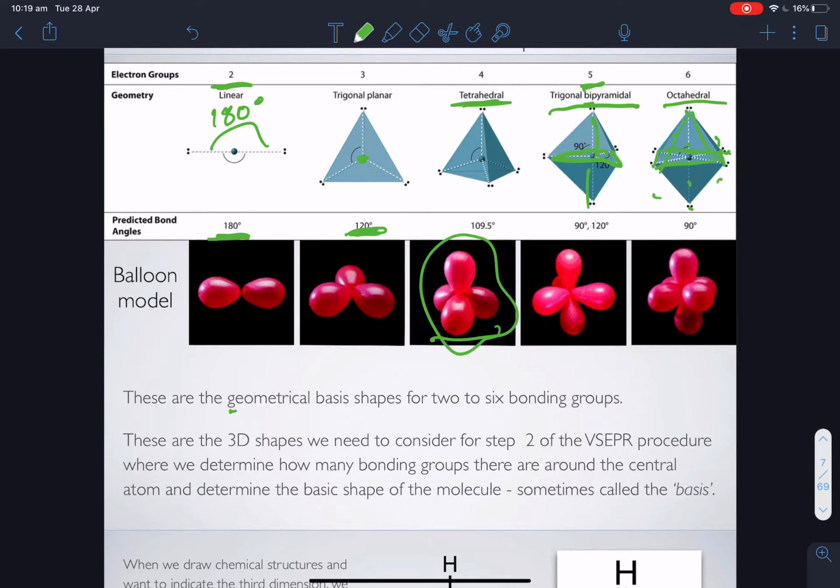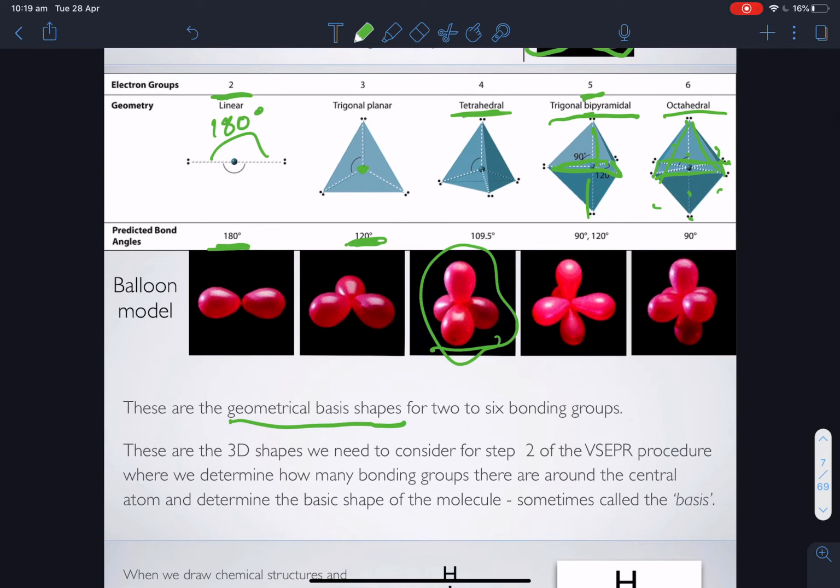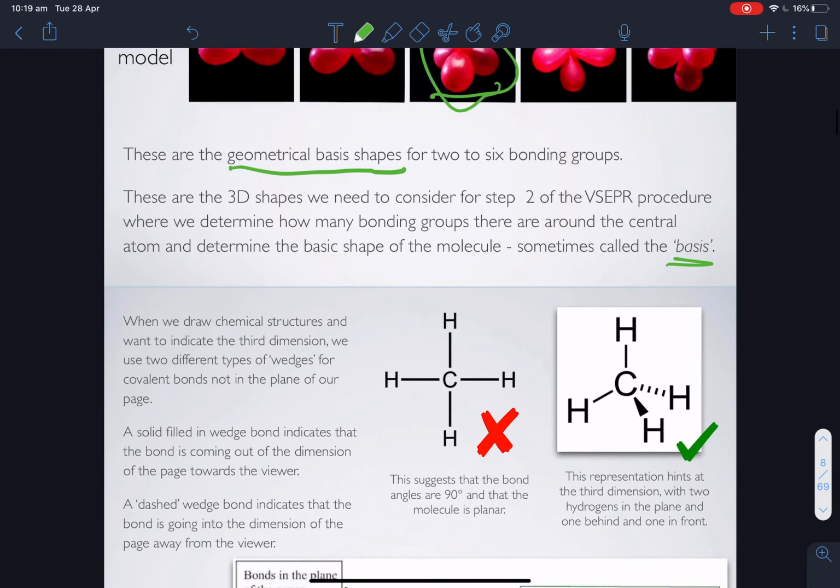Okay, so these are the basis shapes for 2 to 6 bonding groups. So these are the 3D shapes that we need to consider for step 2. These are the basis shapes. They could also be our final shapes. It just depends on how many of these bonding regions are actually lone pairs.